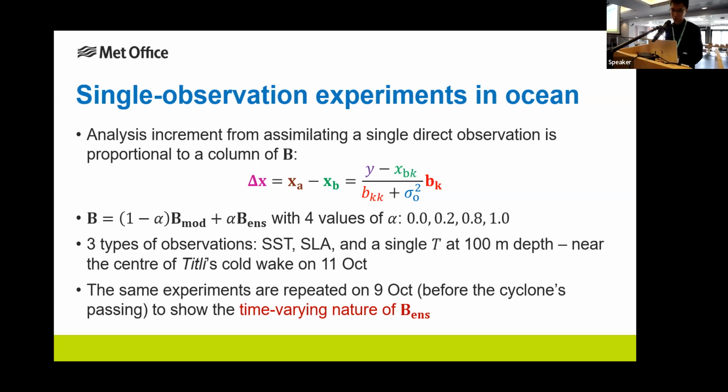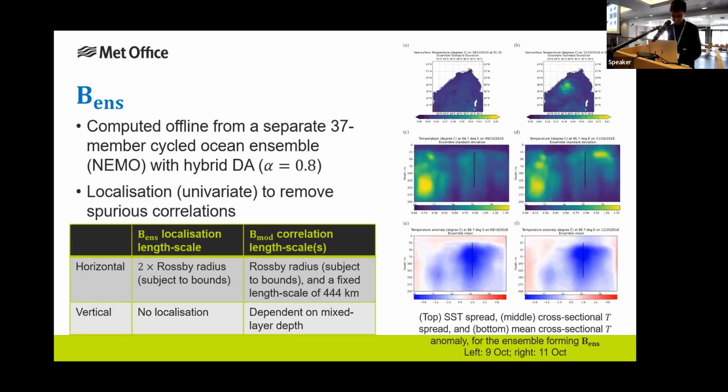We'll be doing this for different combinations of the hybrid DA with different values of alpha, and also with different types of observations. We assimilate an SST observation, a sea level anomaly observation, and a temperature observation at 100-meter depth, all done separately. The same experiments are repeated on two days, one before the cyclone has passed and one while the cyclone is passing. This will reveal the time-varying nature of the ensemble B matrix.